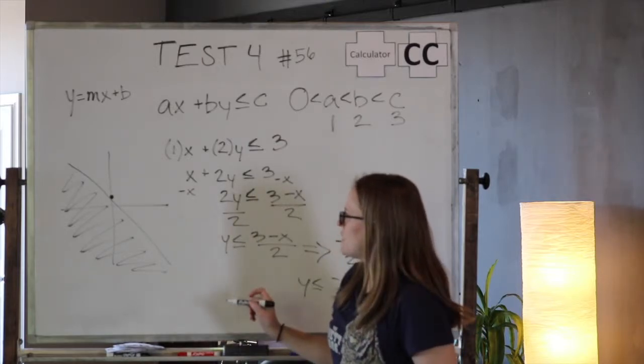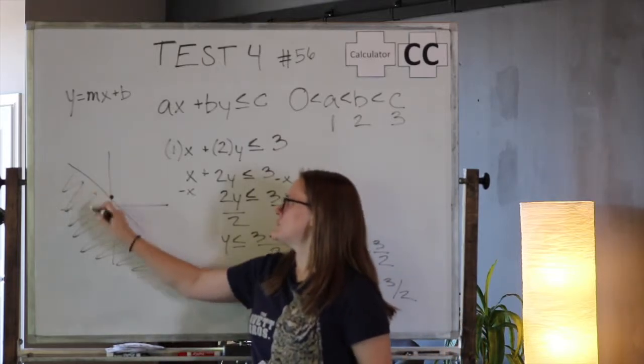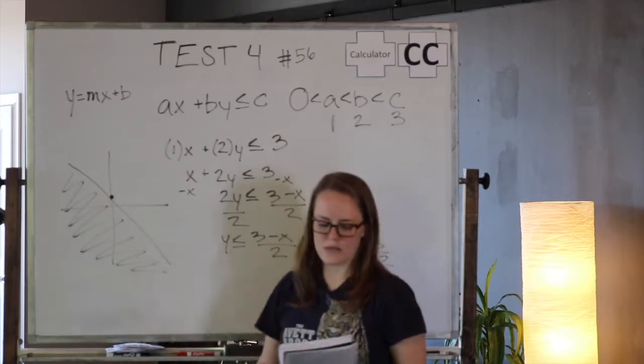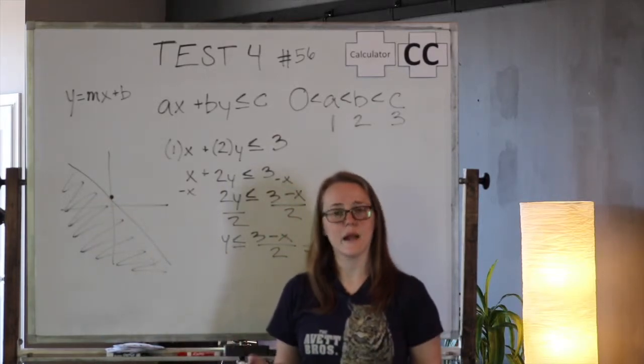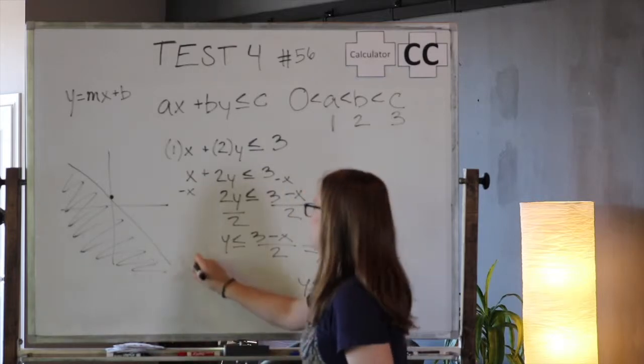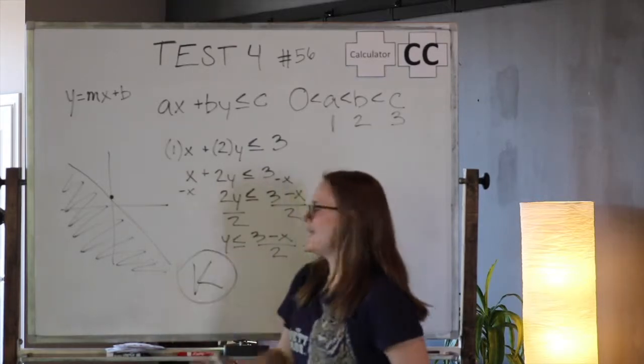And then we know that y is less than or equal to, so the shading is down here under the line, and that means we can eliminate option G, and our only remaining graph is going to be K.